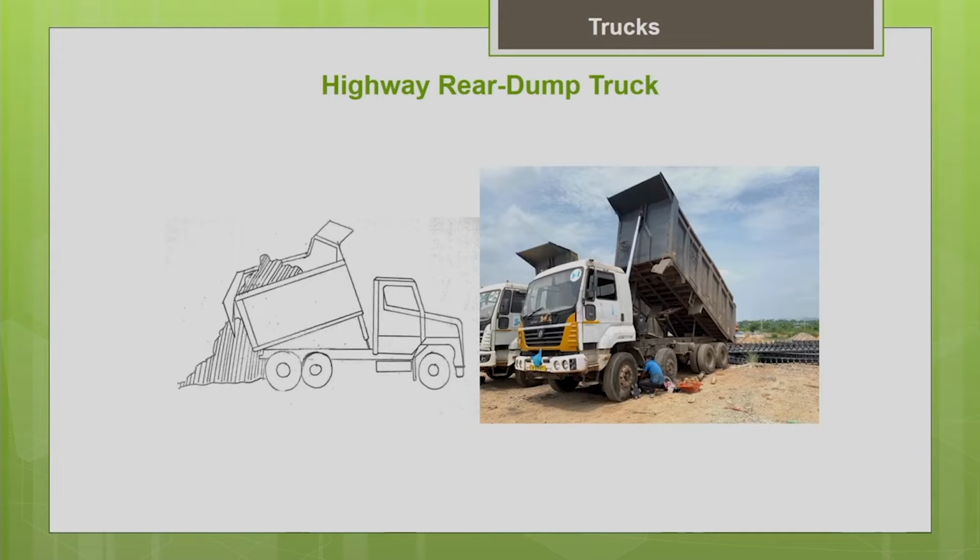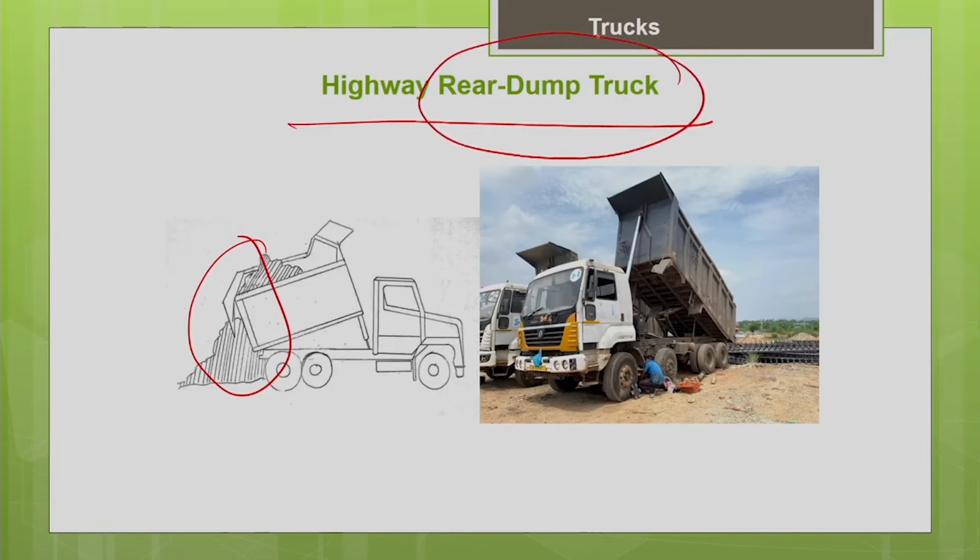And the next one is your highway rear dump truck. So you can see the picture, the material is being dumped through the tailgate in the rear end. So you can see the machine will be having a hydraulic jack system. With that, you can lift the dump body and dump the material at the end. So this is the one which is commonly seen. The commonly used one is the rear dump truck.